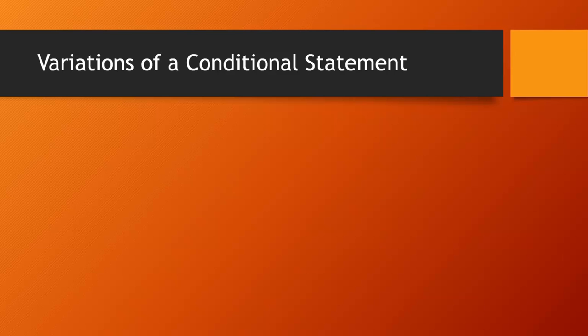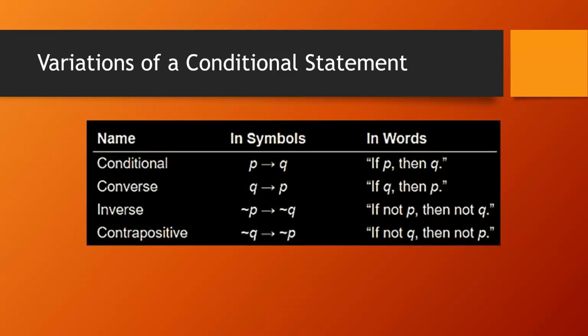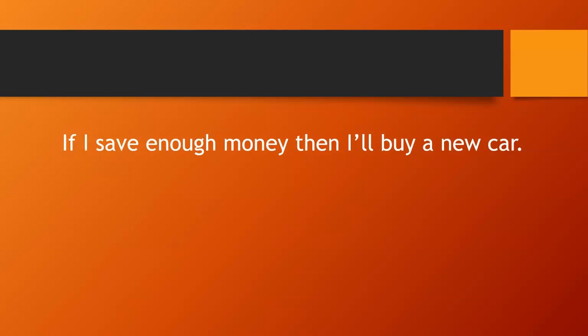Let's talk about the variations of a conditional statement. This chart summarizes those variations, but we'll look at each one of them with an example. First, let's talk about a conditional statement. If I save enough money, then I'll buy a new car is a conditional statement because it's an if-then statement.